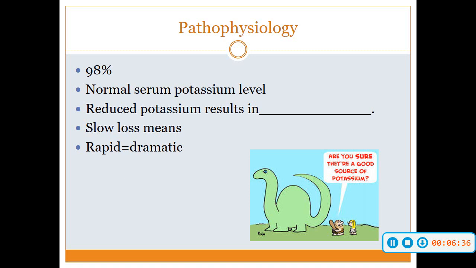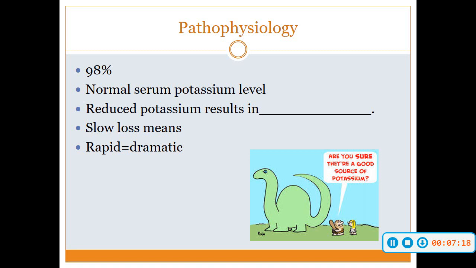Okay, 98% of our total body potassium is inside our cell. So most of our potassium in our body is inside our cell. And normal serum potassium levels, what? 3.5 to 5. Right, very good. So hypokalemia is anything less than 3.5. Okay, so with reduced potassium, that also results in reduced excitability of our cell. So if you're a nerve or a muscle cell, this also means you're a little less responsive than what you normally are.